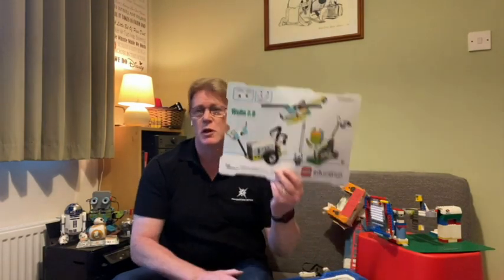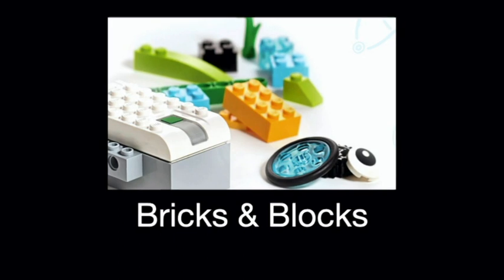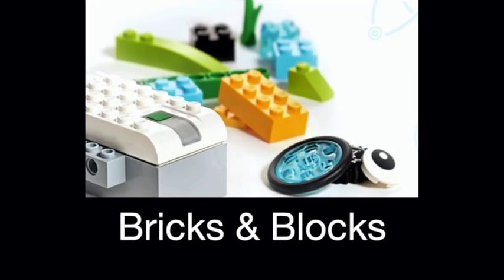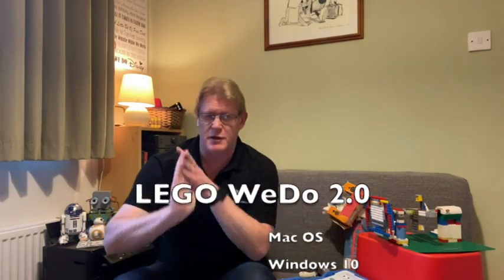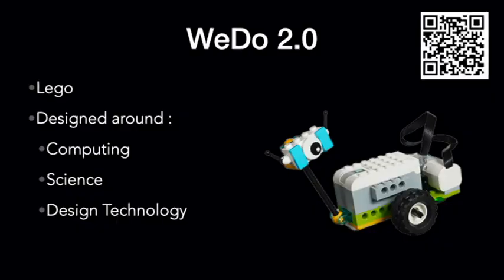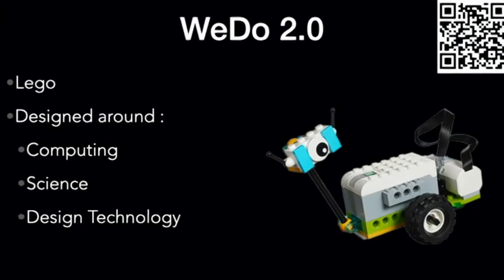Now, there is a little bit of kit that comes from Lego. It's called the Lego WeDo, and that allows us to build different types of models. There's a dedicated app that works on Windows, on Mac, on iPad. I believe it's coming to Android as well, but I'm not quite convinced on that one just yet. Now, the WeDo content is based around three basic ideas of computing, science, and design technology. But I actually think it can go a lot further than that, depending on the way that we take it.